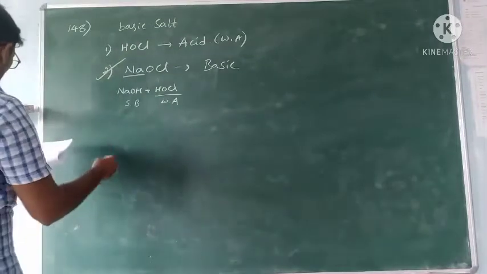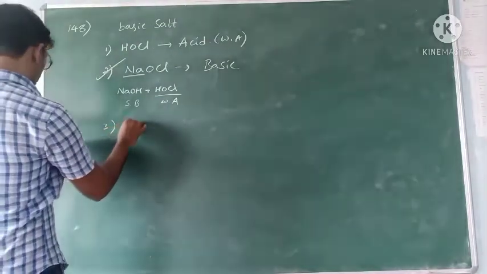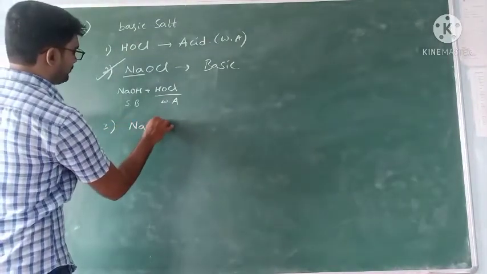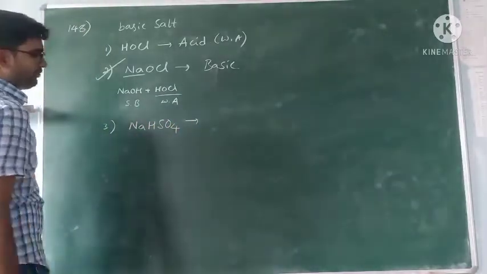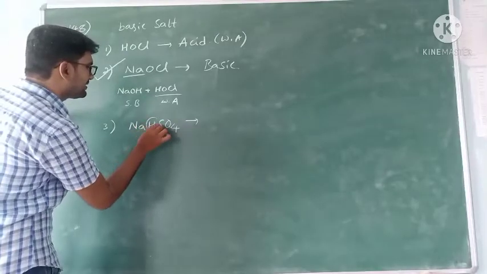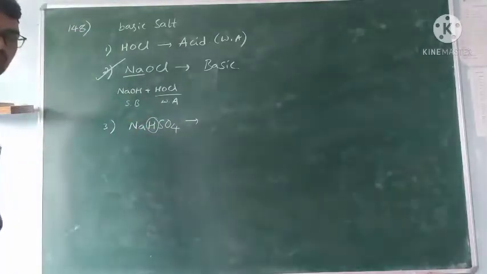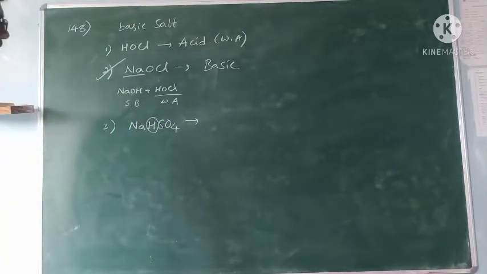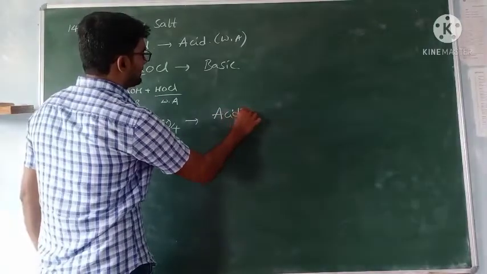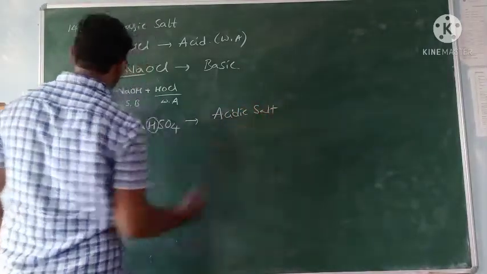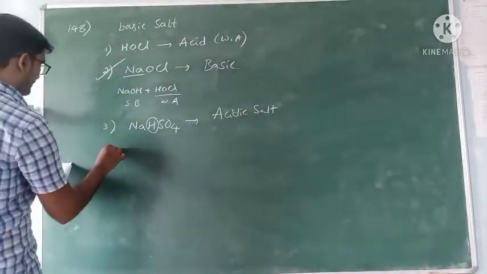Now check the remaining two also. Third one, NaHSO4. NaHSO4, it is very clear. Replaceable hydrogen is still present. It means it is an acidic salt. What type of salt? Acidic salt. We know this type of category.